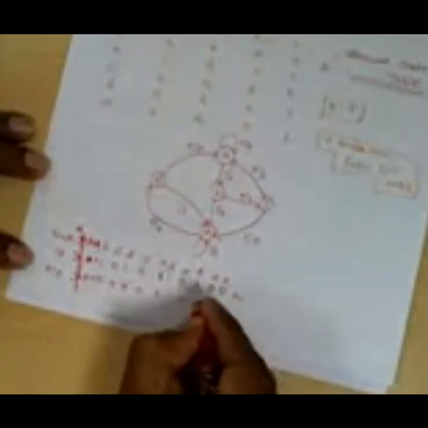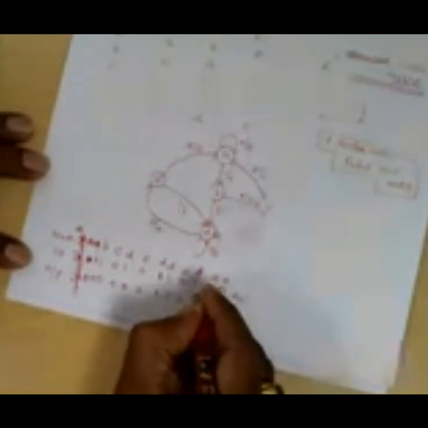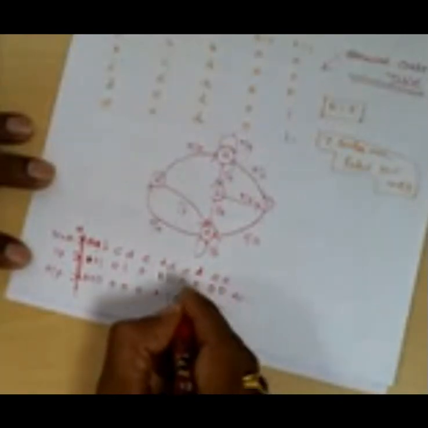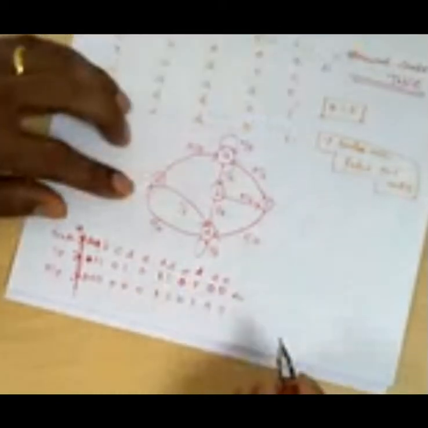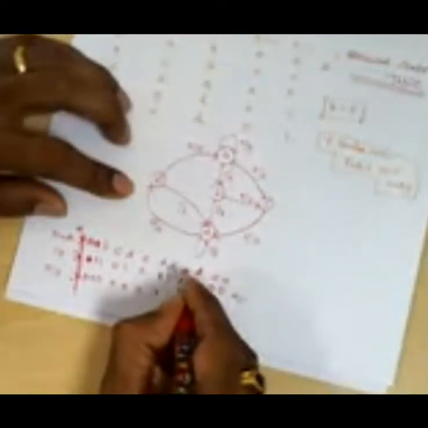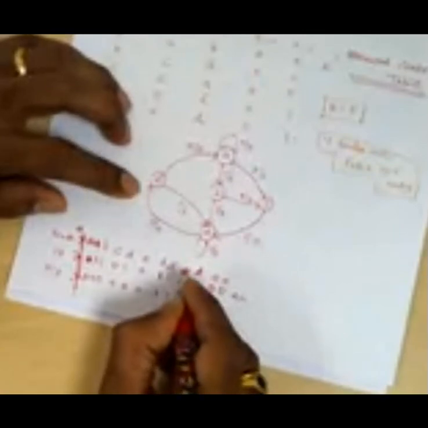Sir, after D, again D will come, because the input is 1. This D, you talk about this D or this D? The third D. You are pointing at the fourth. The D before this one. From E, 0 is coming. Therefore, this is E. E or C, this one? E means 0, then it will go to A.